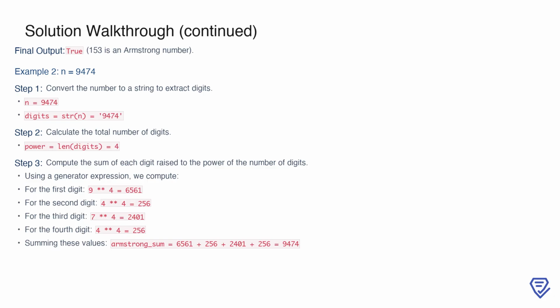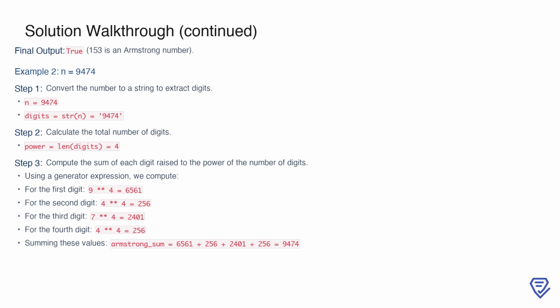Now, let's consider another example with n equals 9474. First, we convert the number to a string to extract its individual digits. Here, digits equals "9474". Then, we calculate the number of digits, which is the length of this string, so power equals 4. To compute the sum of each digit raised to the power of 4, we again use a generator expression.